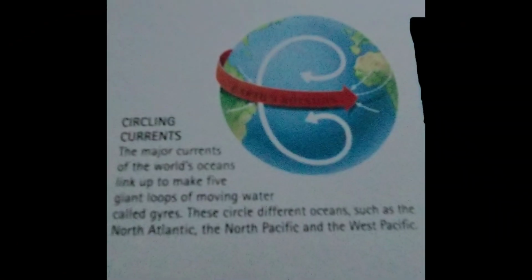Circling currents. The major currents of the world's oceans link up to make 5 giant loops of moving water called gyres. These circle different oceans, such as the North Atlantic, the North Pacific and the West Pacific.